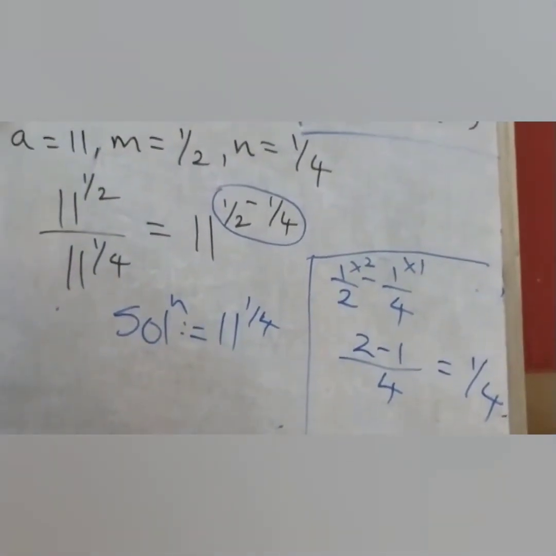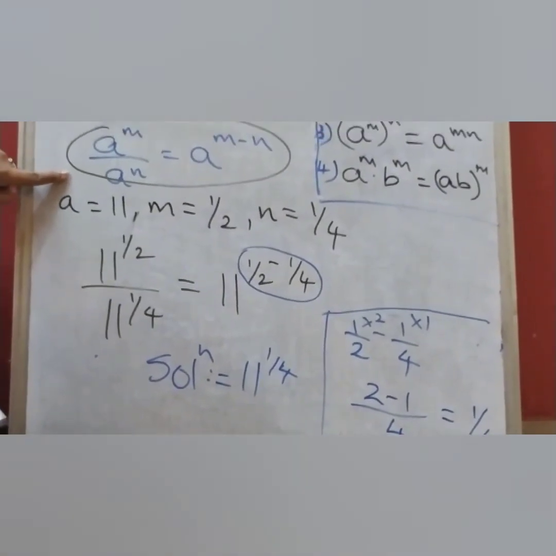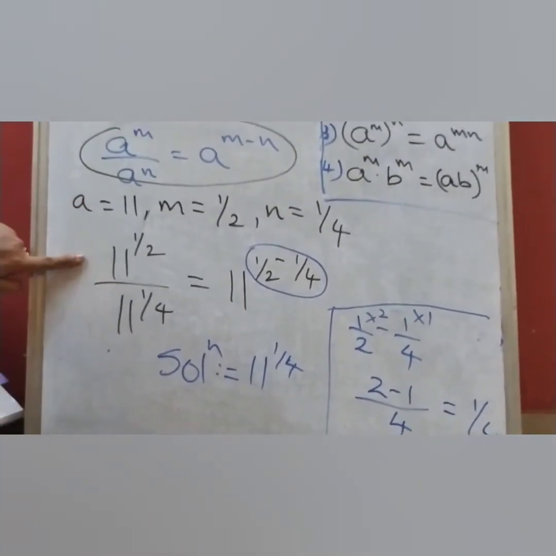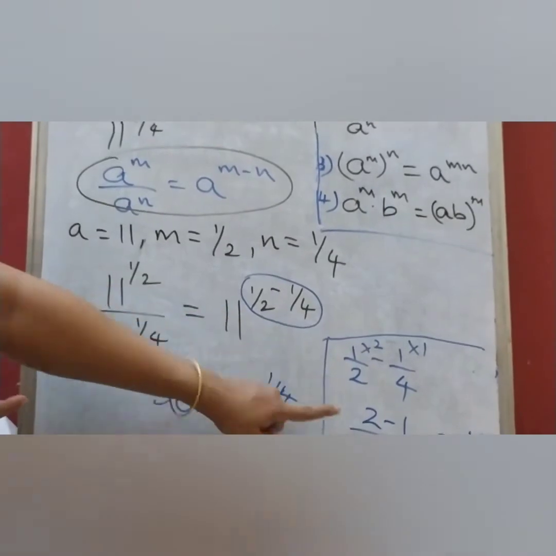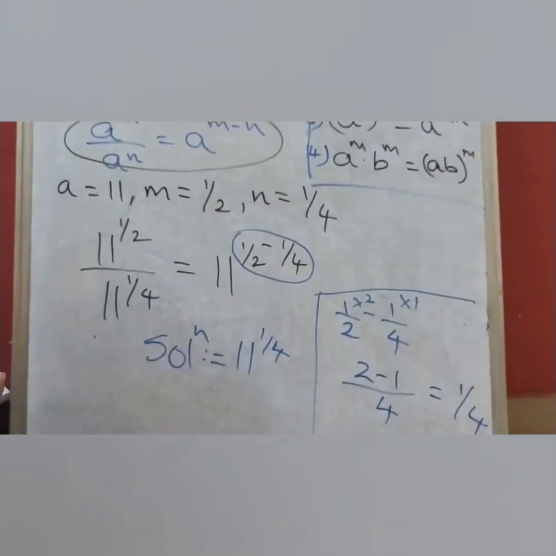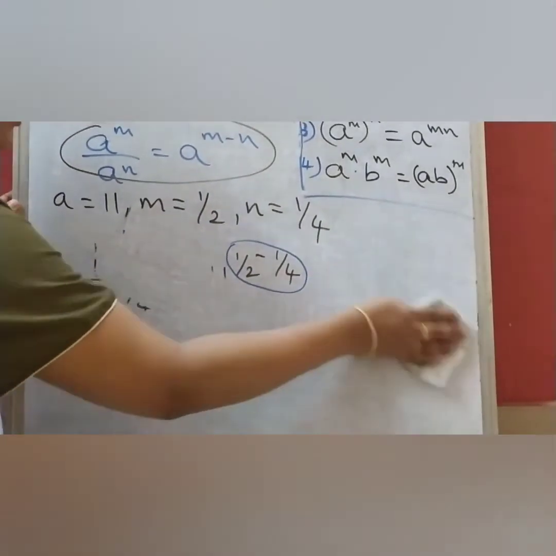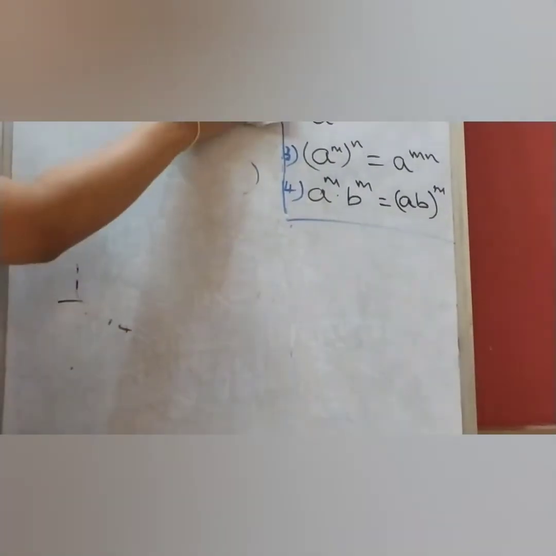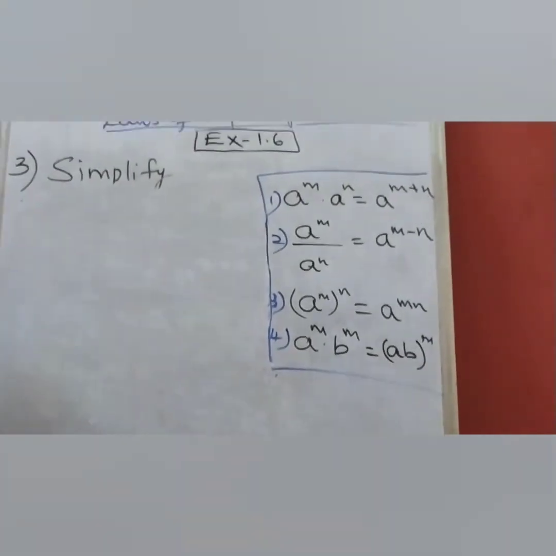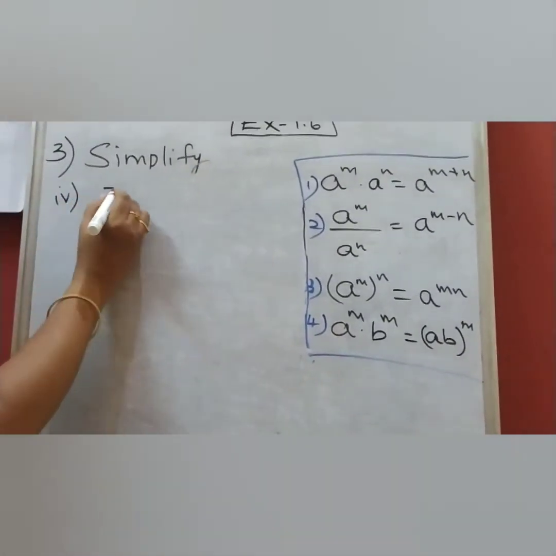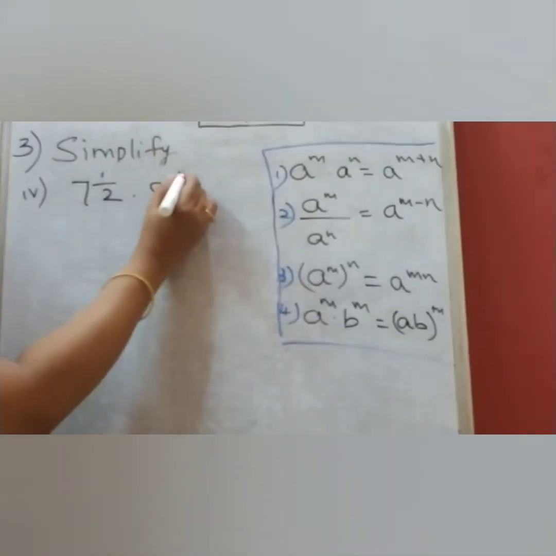I started using the law of exponents. I substituted a, m and n. Power I have evaluated here and I have written the answer. We will do the last problem, which says 7 power half into 8 power half.